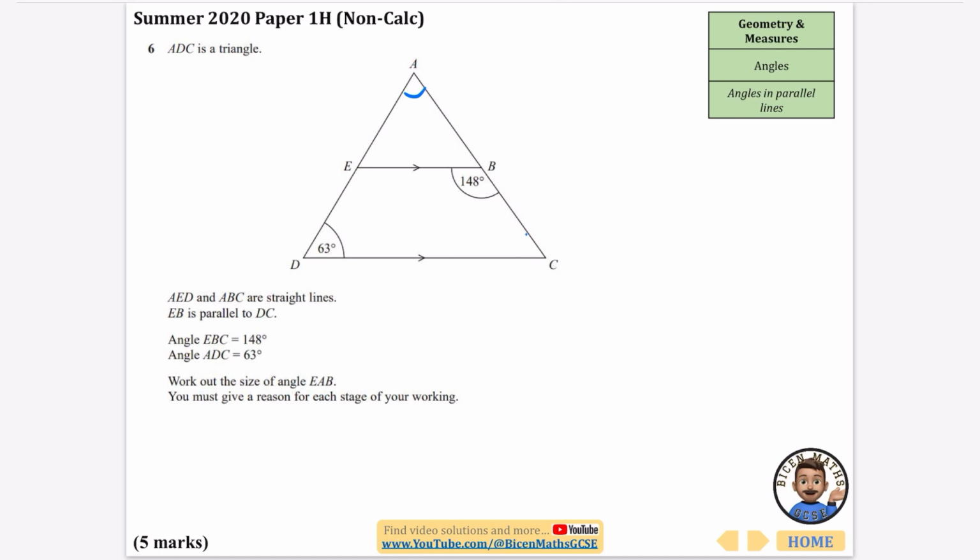Well, I'm going to be able to immediately find out what this one is here. So this is a non-calculator one, so I'm going to work out 180 take away 148. The reason I'm doing that is because these two are co-interior angles. When I do 180 take away 148, I get 32 degrees. So this is 32 degrees. So angle BCD is equal to 32 degrees, and the reason is co-interior angles.